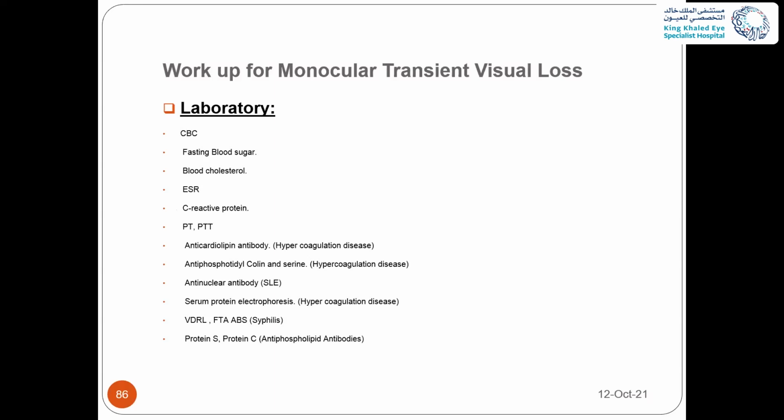So what I'm going to do with him, I'm going to order some laboratory investigations, and this is the list which I usually order: CBC, fasting blood sugar, blood cholesterol, ESR, C-reactive protein, PT, PTT, anti-cardiolipin antibody. This is for hypercoagulation disease. Anti-phosphatidylserine antibody for hypercoagulopathy, anti-nuclear antibody for SLE, serum protein electrophoresis, VDRL, FTA-ABS for syphilis, protein C and protein S for anti-phospholipid antibody.